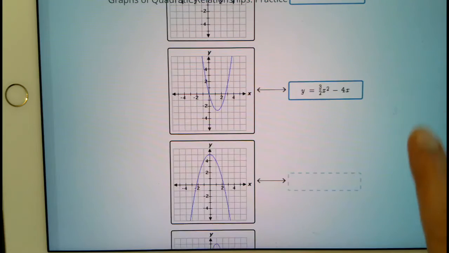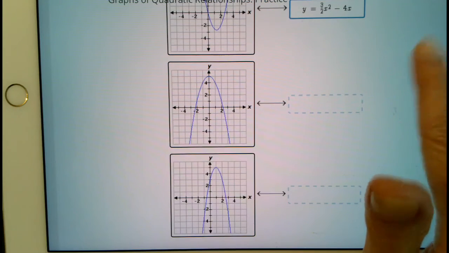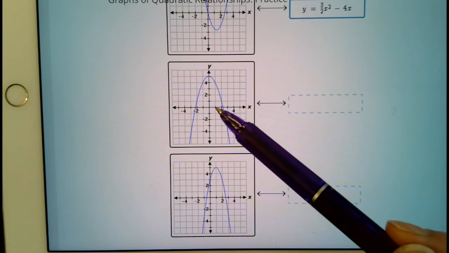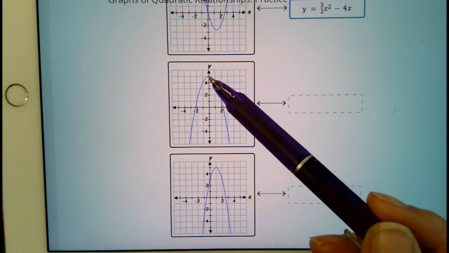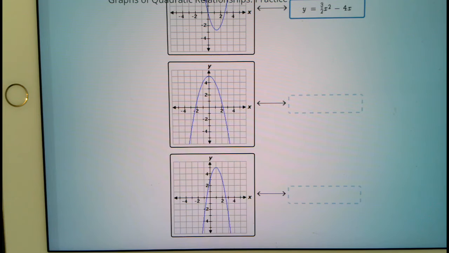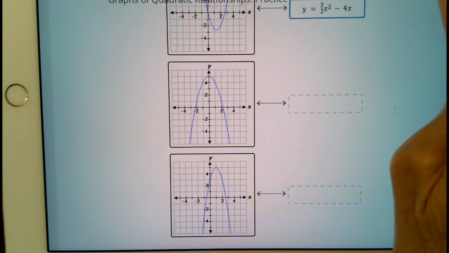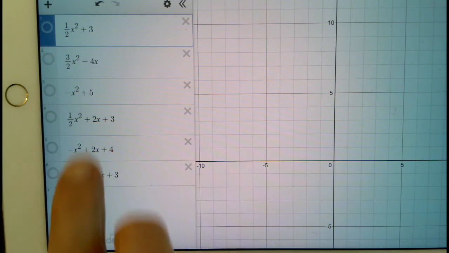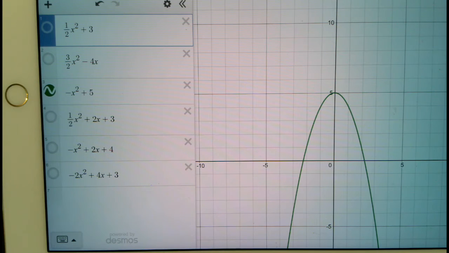And now we can look at the upside down quadratics. And our vertex on this particular problem is (0, 5). Let's see if we can figure it out from Desmos by our choices here. We don't need that anymore. We need our -x squared plus 5, and it actually looks like that.